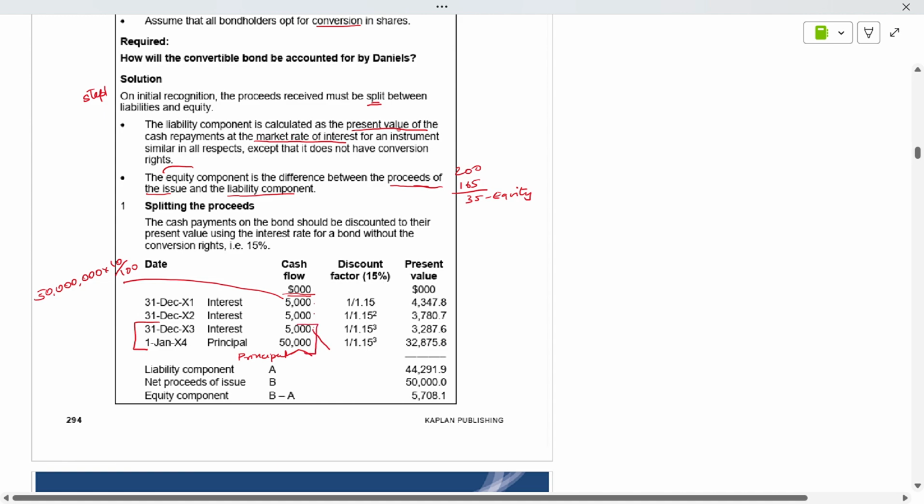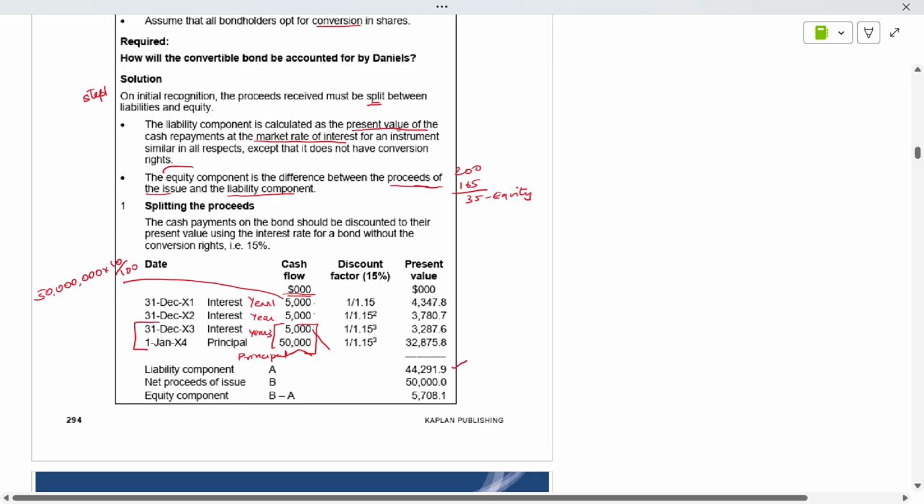Interest is 5,000. This is the third year. Okay, this is year 1, this is year 2, and this is year 3. We are discounting by the effective rate of 15%. You will get the present value. This is the liability. The total of the present value will be the liability component.